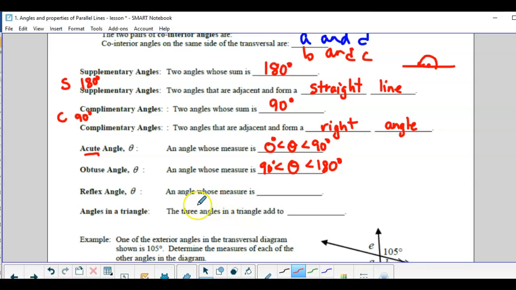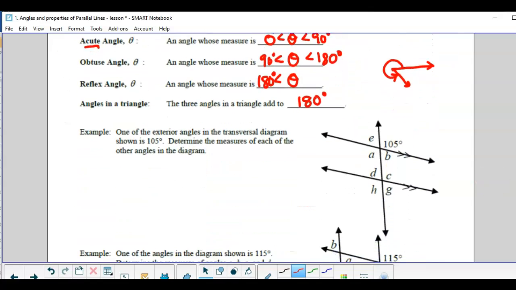I'm not sure how to help you remember that, but reflex, I do think when you think about reflex, that's basically greater than 180. If you think about that, there's one part of an angle, let's say this part, so this is reflex. I think about that as kind of being flexible, like if you're in a yoga class or something like that. And then always have to remember angles in a triangle add to 180.